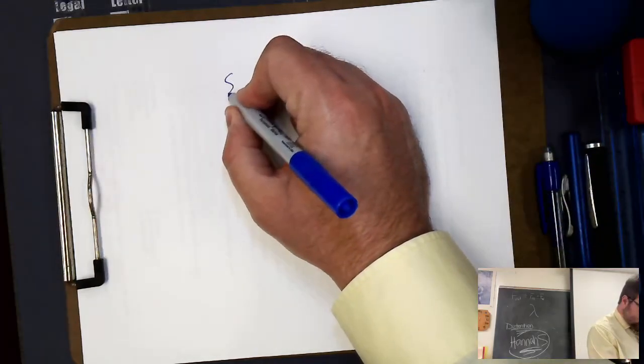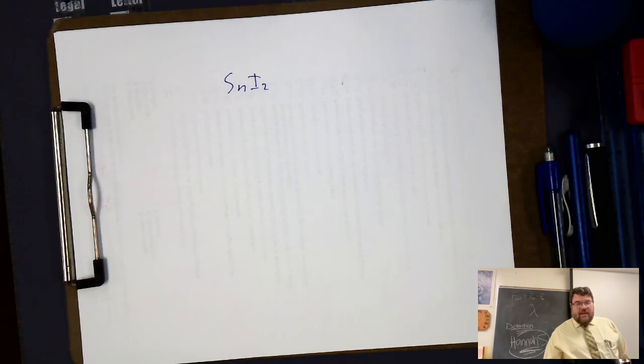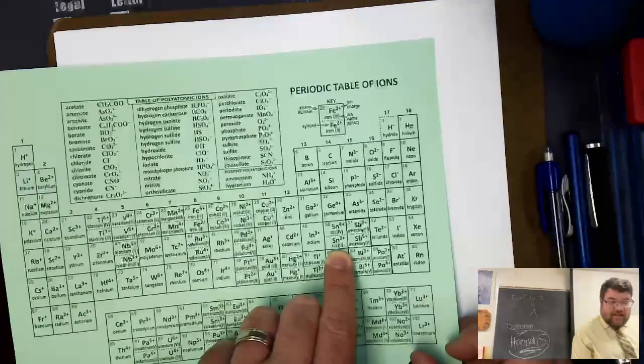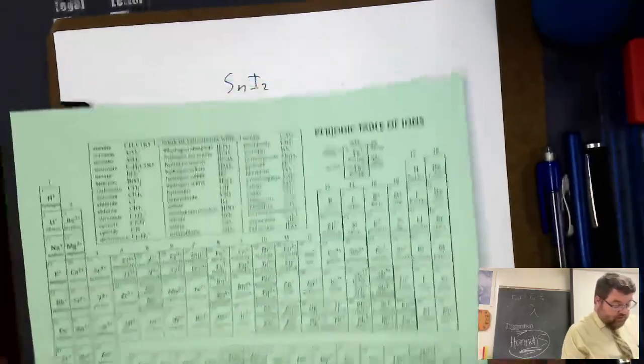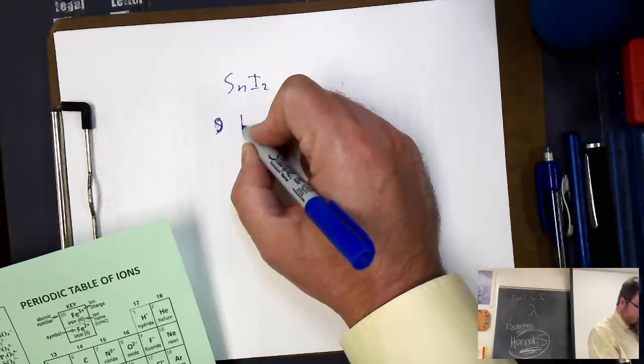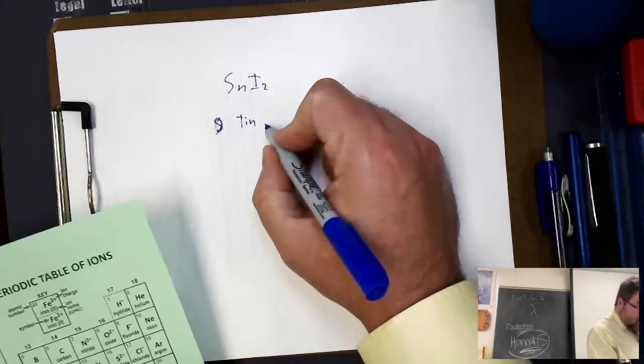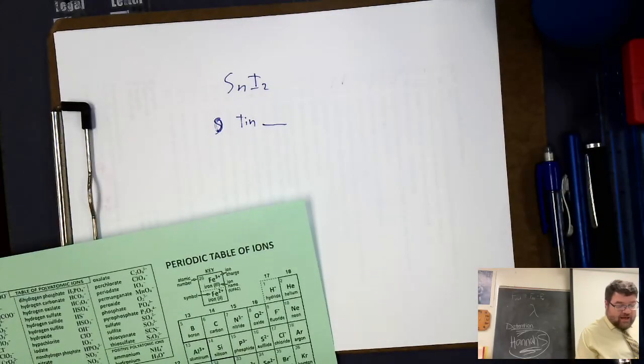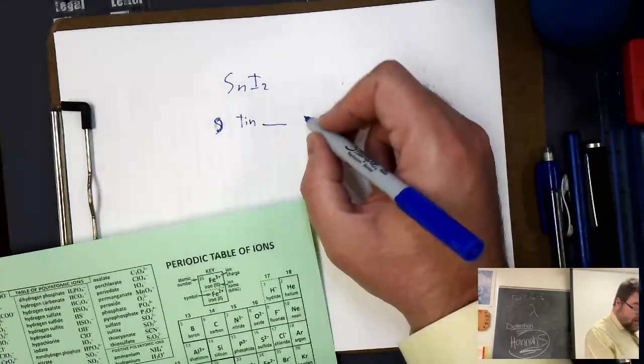So let's say I start with the symbol. Okay? SnI2. Well, if I look at my periodic table, I find that Sn is tin and can have 2 possible charges. I don't know what it is, so I'm just going to write down tin for the moment. And I know we'll need a Roman numeral. So look at the other half of this. I is iodine, so we call it iodide.